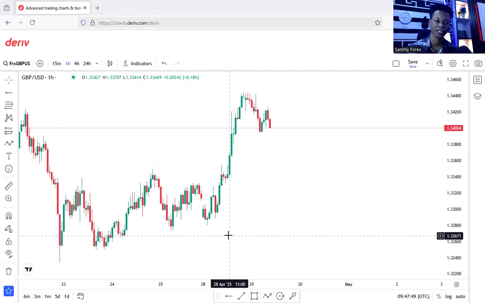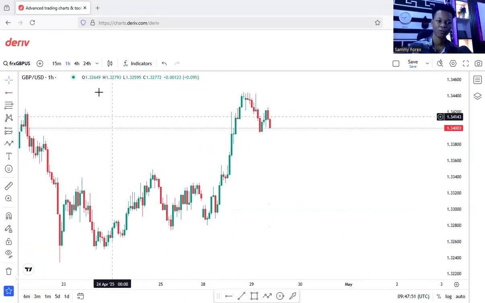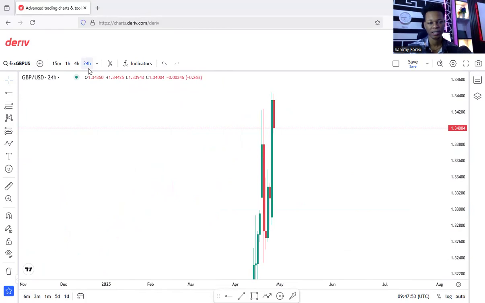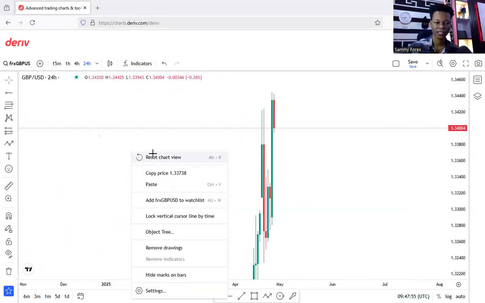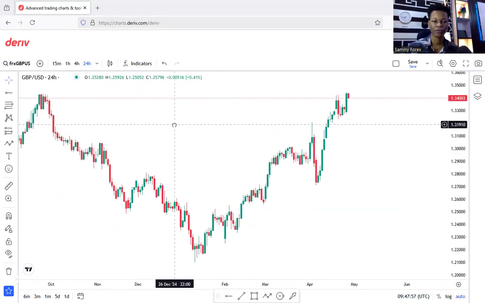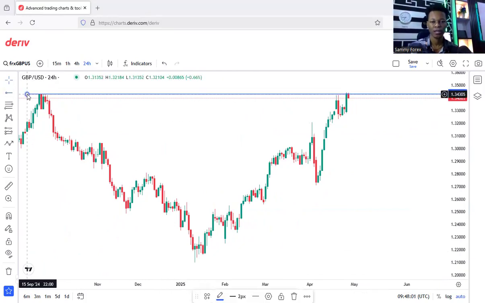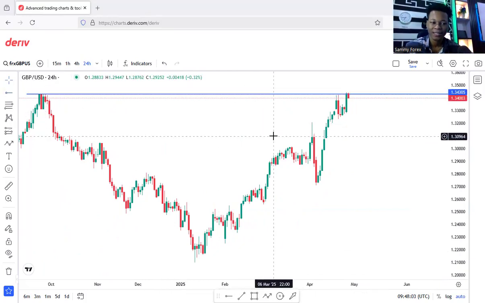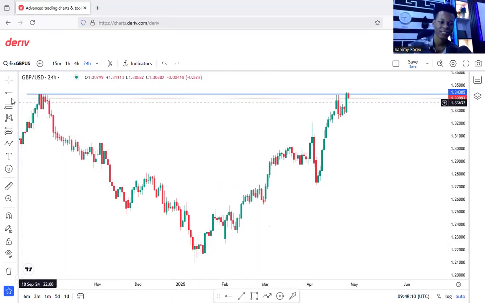GBPUSD is giving us a bearish move here, telling us that price is selling down. And on the 24 hours time frame, it's giving us a bullish move, and I think this is a high that price got to. And I think this is a high that price is rejecting from. Wow, that's wonderful. I think that is a high that price rejected from.